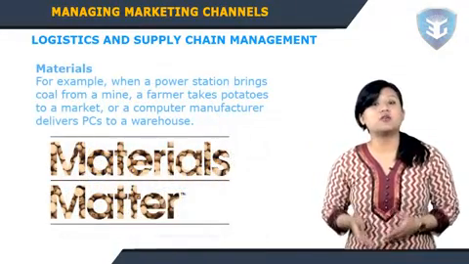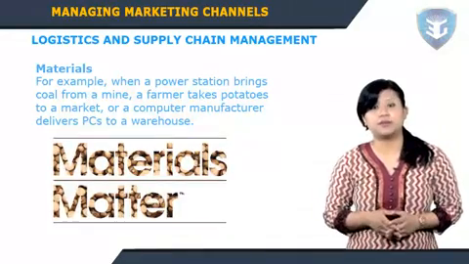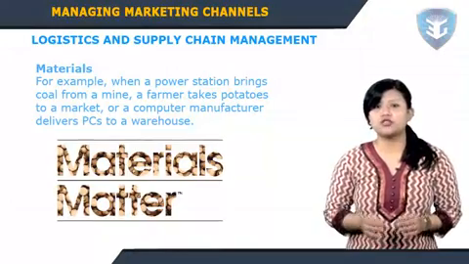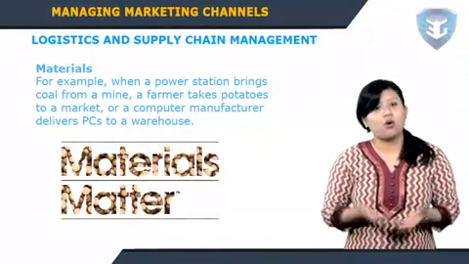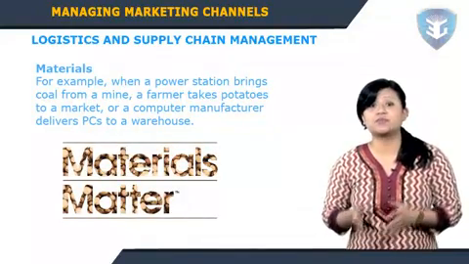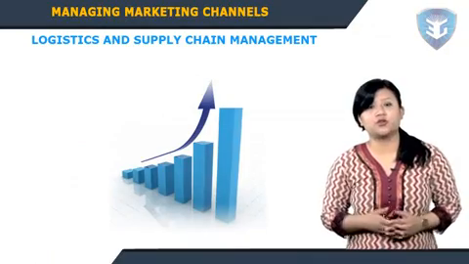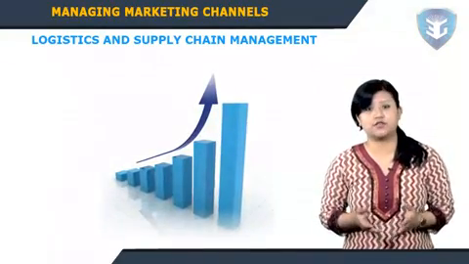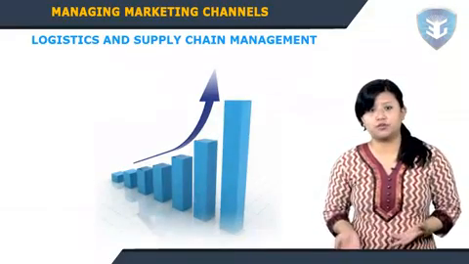Materials. We have outlined the role of logistics in moving materials, but what exactly do we mean by materials? Sometimes this is obvious. For example, when a power station brings coal from a mine, a farmer takes potatoes to a market, or a computer manufacturer delivers PCs to a warehouse. With tangible goods, it is easy to see the role of logistics, and even organizations providing the most intangible services move some goods around, perhaps paperwork or consumables.